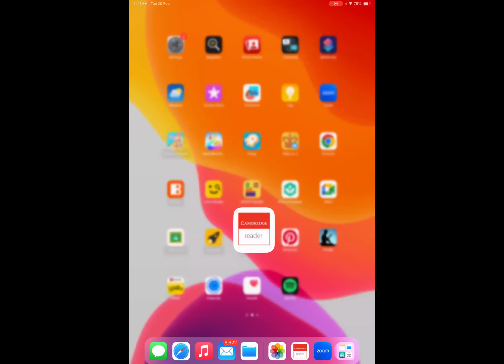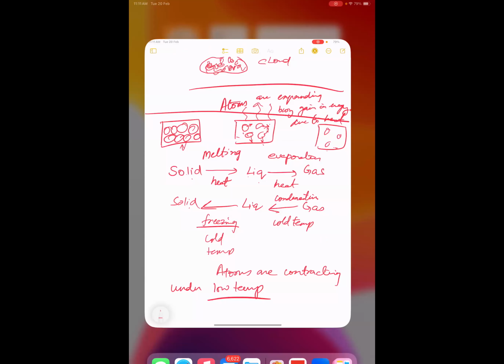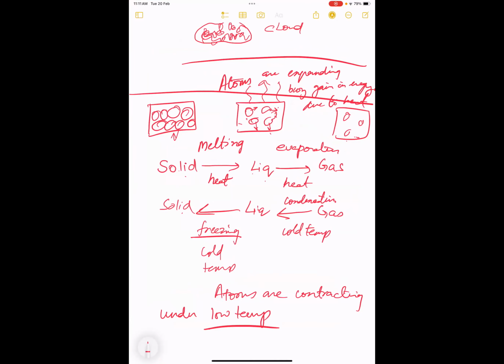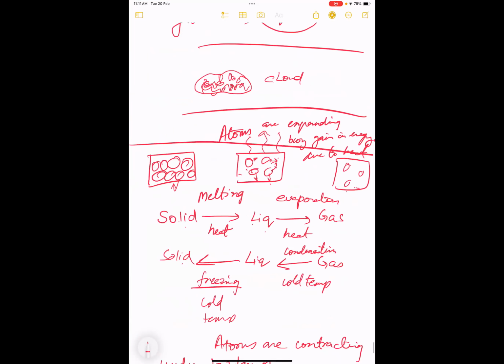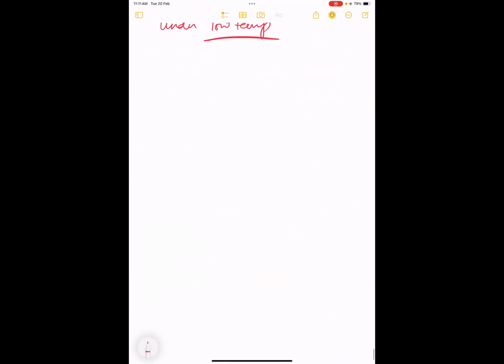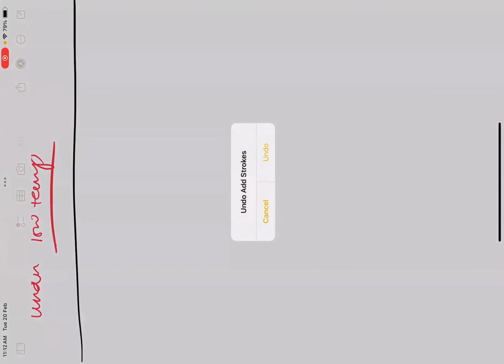Let me quickly take you through my notes. This is exactly how my notes look, while I'm explaining it to my daughter. So I am going to quickly explain it so that this video is finished in 20 minutes and it acts as a good revision for you before the exam.